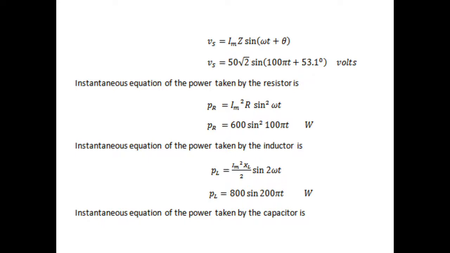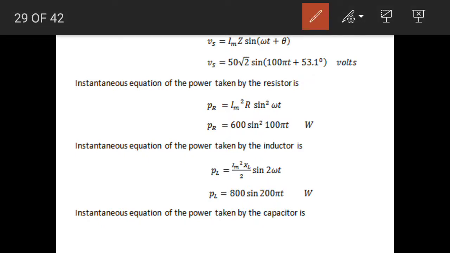Finally, we calculate the voltage across the capacitor with the help of this particular equation. Theta is positive. Why? Because the entire circuit behaves like an inductive circuit. If we put the values on the right hand side of this equation, we get 50 under root 2 sine of 100 pi t plus 53.1.